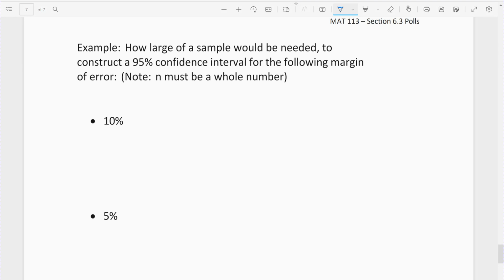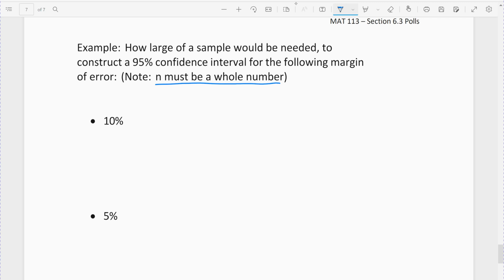We want to figure out, well, how big of a sample size do we need to get the confidence interval we want? And again, make sure you always round n to the whole number, because we're talking about people typically. We don't want a fraction of a person, so we want whole people only.